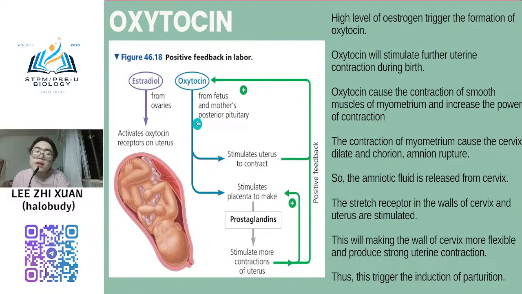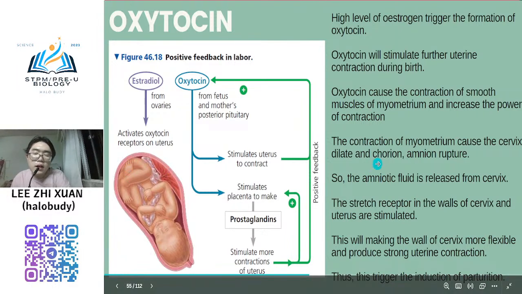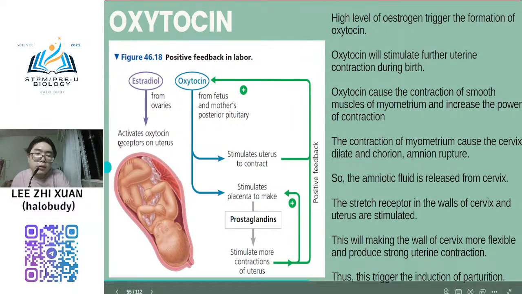Oxytocin will cause the contraction of the smooth muscle of the myometrium and increase the power of contraction. This contraction will cause the cervix to dilate and the chorion and amniotic sac to rupture, so that amniotic fluid is released from the cervix. If you still remember, the chorion and amniotic are the outermost layer of the baby. The outermost layer contains the chorion, the fetal portion of the placenta, and the amniotic that protects the embryo. But due to the presence of oxytocin, it causes contraction of the myometrium wall, so your chorion and amniotic structure will be ruptured. Since there is no protection or cover anymore for the amniotic fluid, it will be released out.